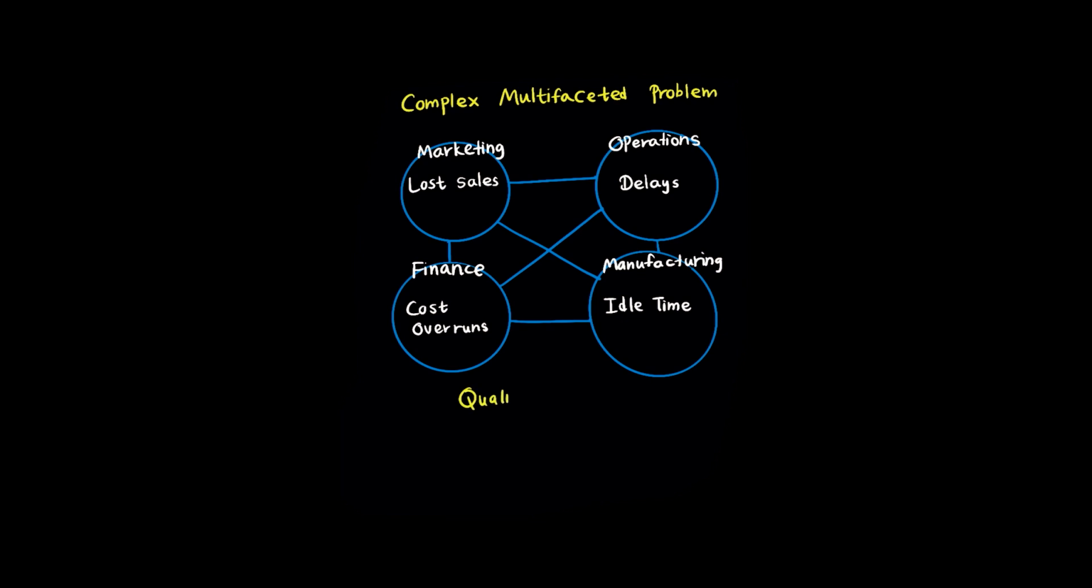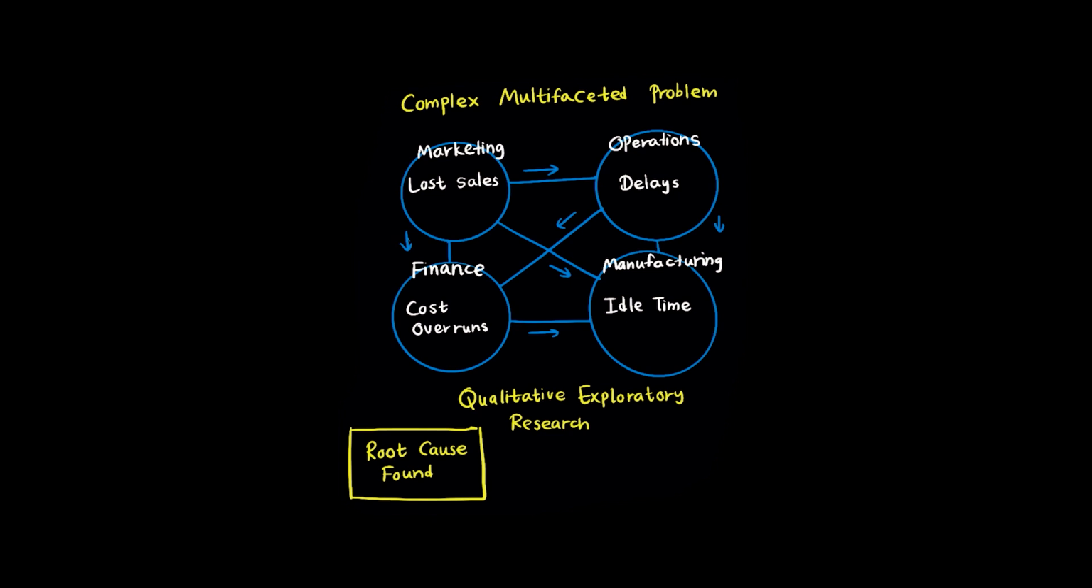But qualitative exploratory research? It's designed for exactly this complexity. Through interviews across departments, observation of interdepartmental workflows, and analysis of communication patterns, qualitative research reveals how these pieces connect. It uncovers that maybe the root cause is a vendor relationship issue affecting purchasing, which cascades through manufacturing schedules, impacting operations efficiency, reducing marketing's ability to promise delivery dates, ultimately hitting financial performance.